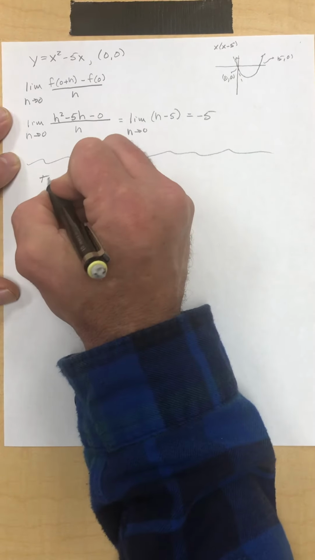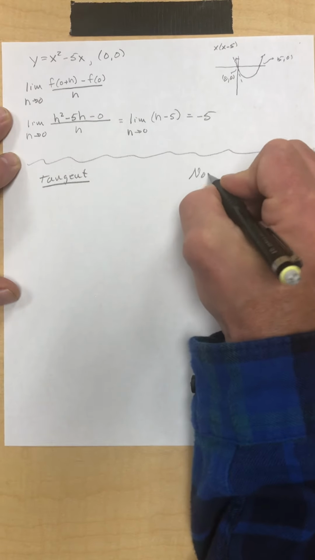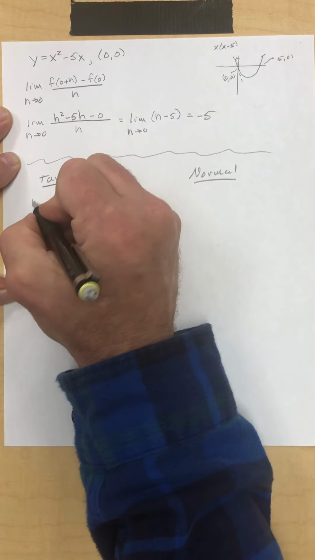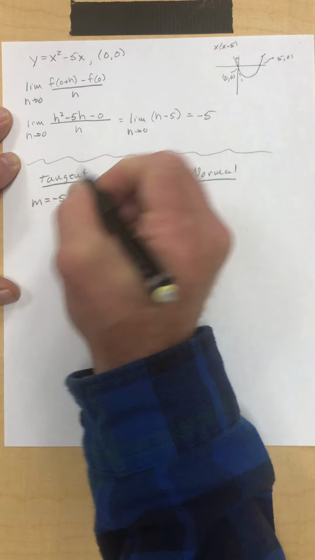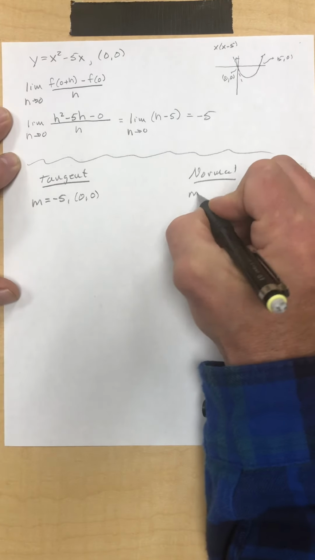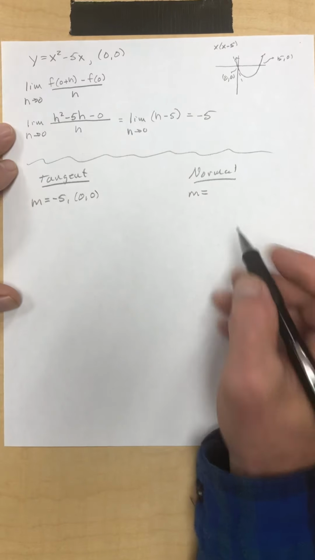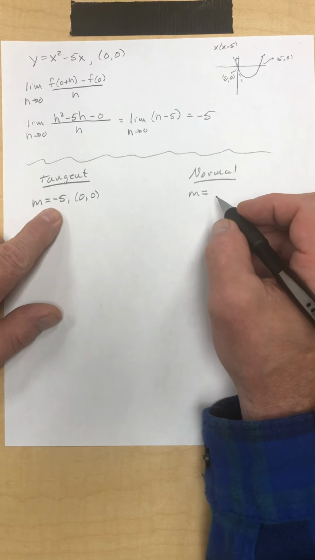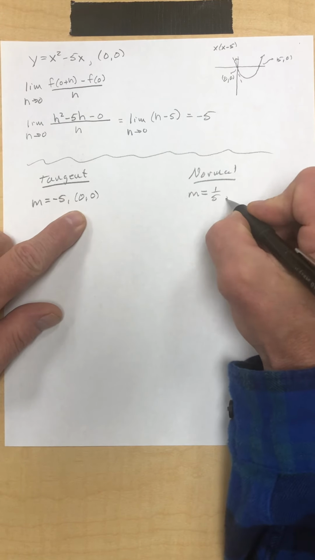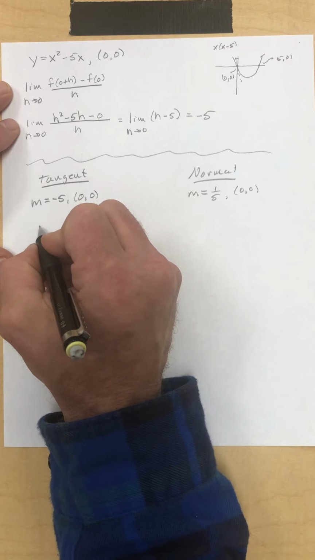So let's see. We've got a tangent, and we've got a normal line. The slope of the tangent line is negative 5, and it goes through the origin. We know that. The normal line is perpendicular to the tangent line, so the slopes have to be opposite reciprocals of each other. So the opposite reciprocal of negative 5 is positive 1/5, but it's still going through the same point, (0, 0). This is about as easy as it gets.